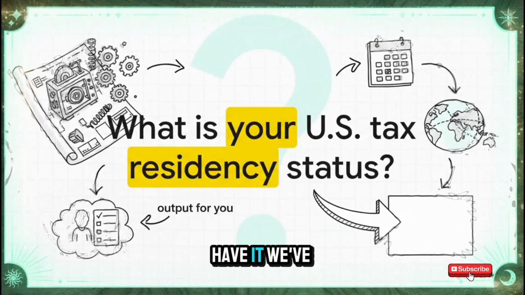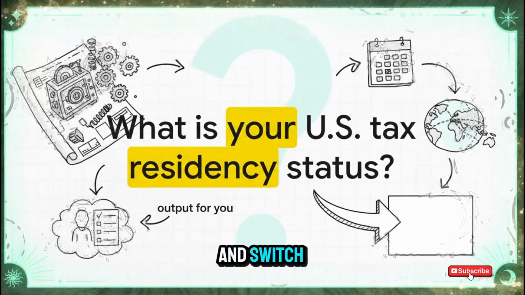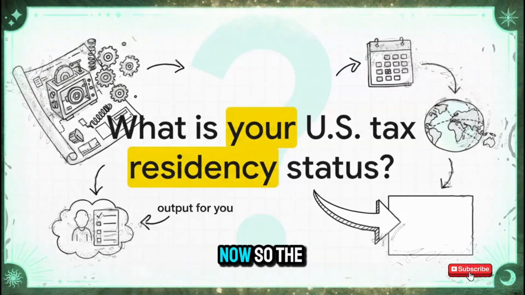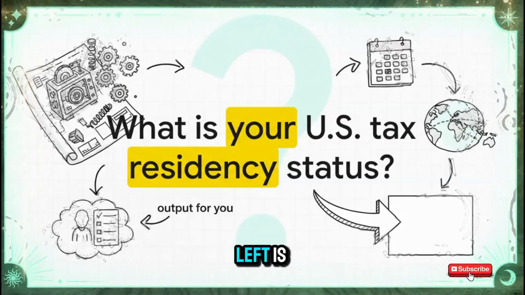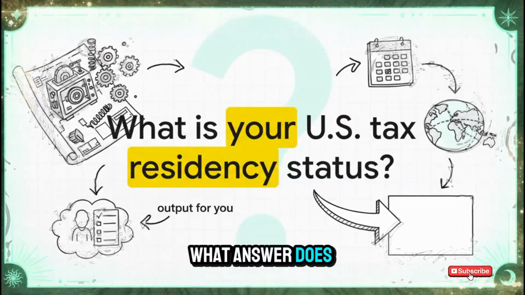And there you have it. We've taken the machine apart, examined every gear and switch. You basically have the blueprint for the IRS's residency calculator now. So the only question that's left is, now that you know how it all works, what answer does it give for you?